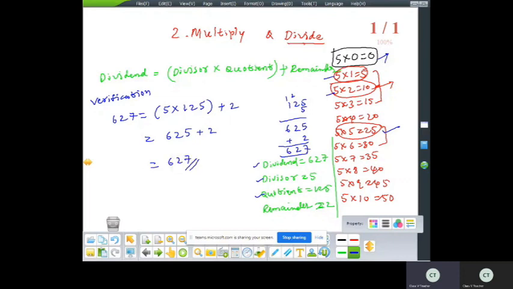This is the formula: dividend is equal to divisor into quotient plus remainder. Yes, we got 627 dividend. Here also 627. This is called verification. After our division, to check whether our process is correct or not, we use this formula: dividend is equal to divisor into quotient plus remainder. First we do the division, after that we verify by using this formula. This is called verification of our previous problem. Now we see more problems.